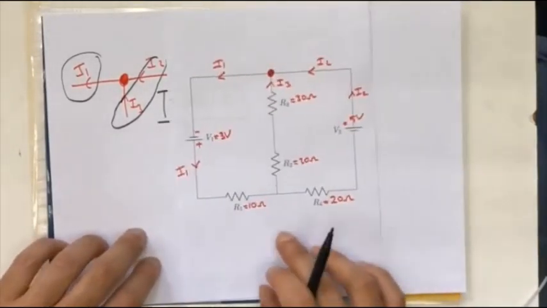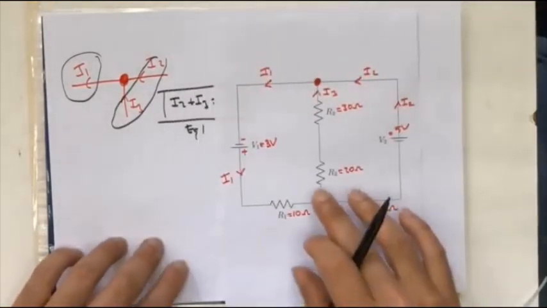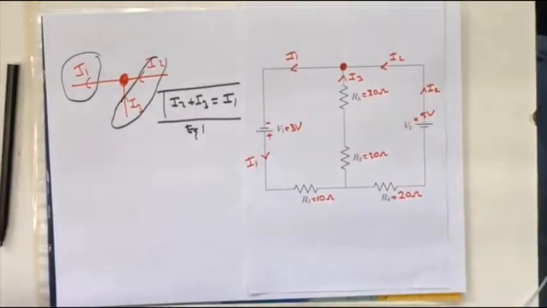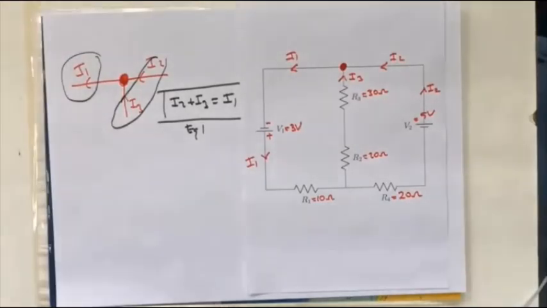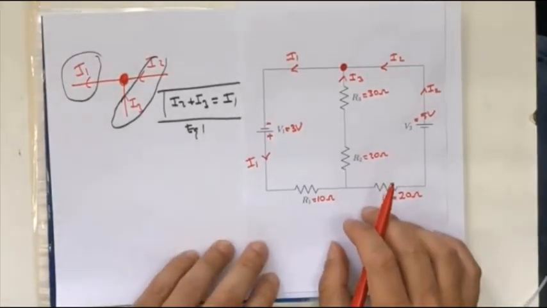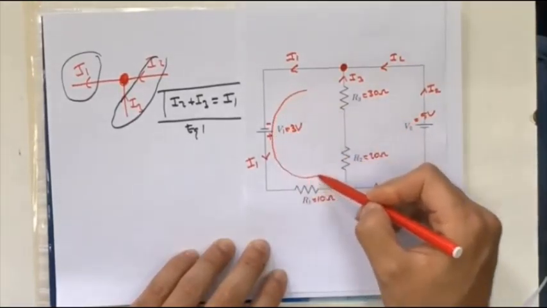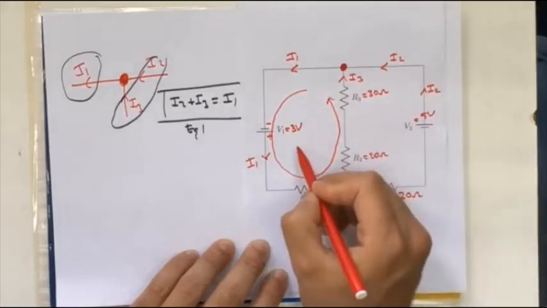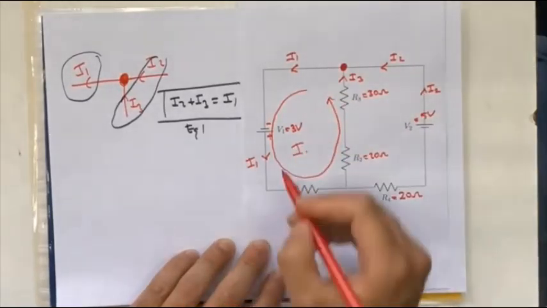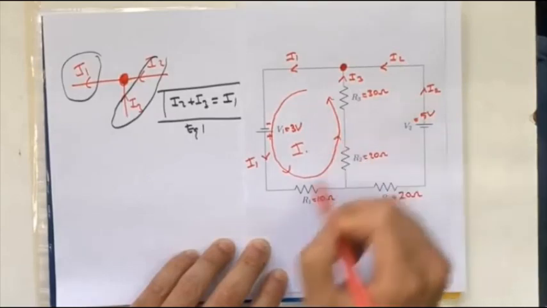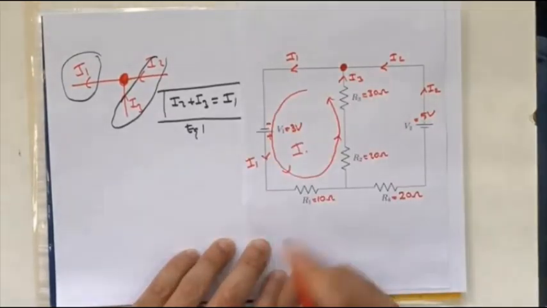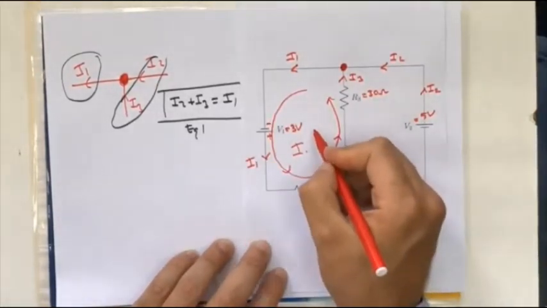Then let's apply the loop law. For applying the loop law, again, we will define a direction randomly. And here I choose, let's say, this direction, like that. And this is my first loop, okay? And the direction is, let's say, counterclockwise.